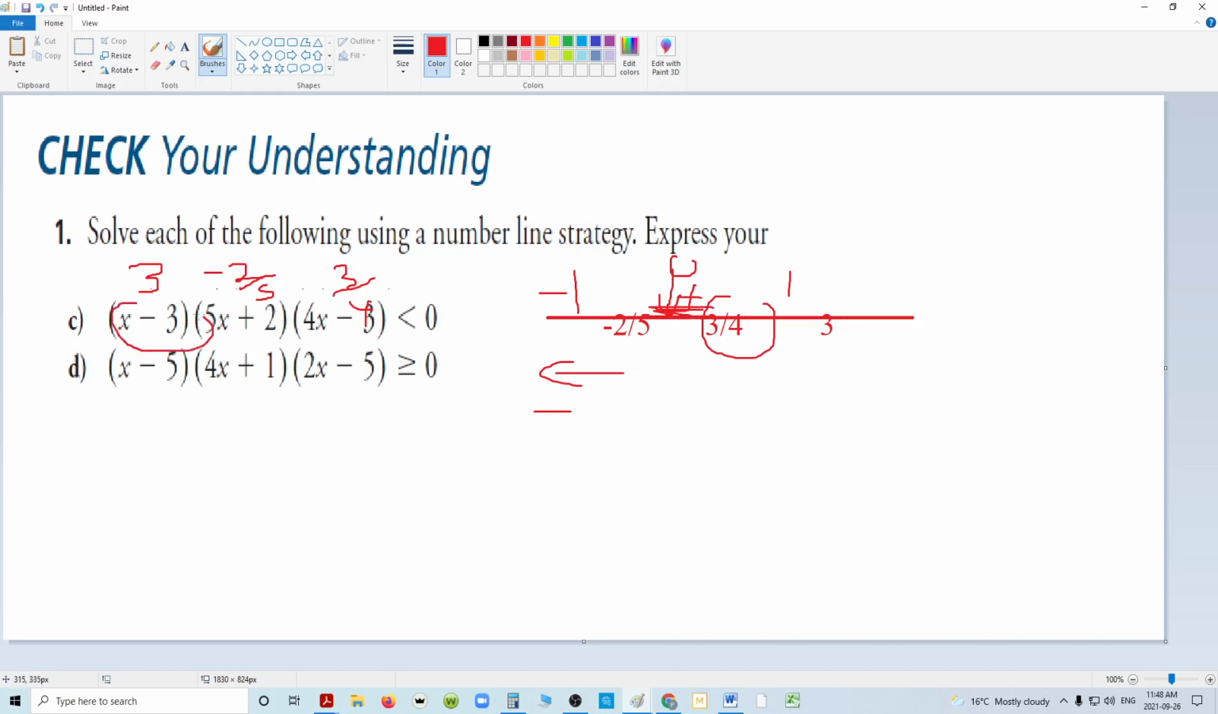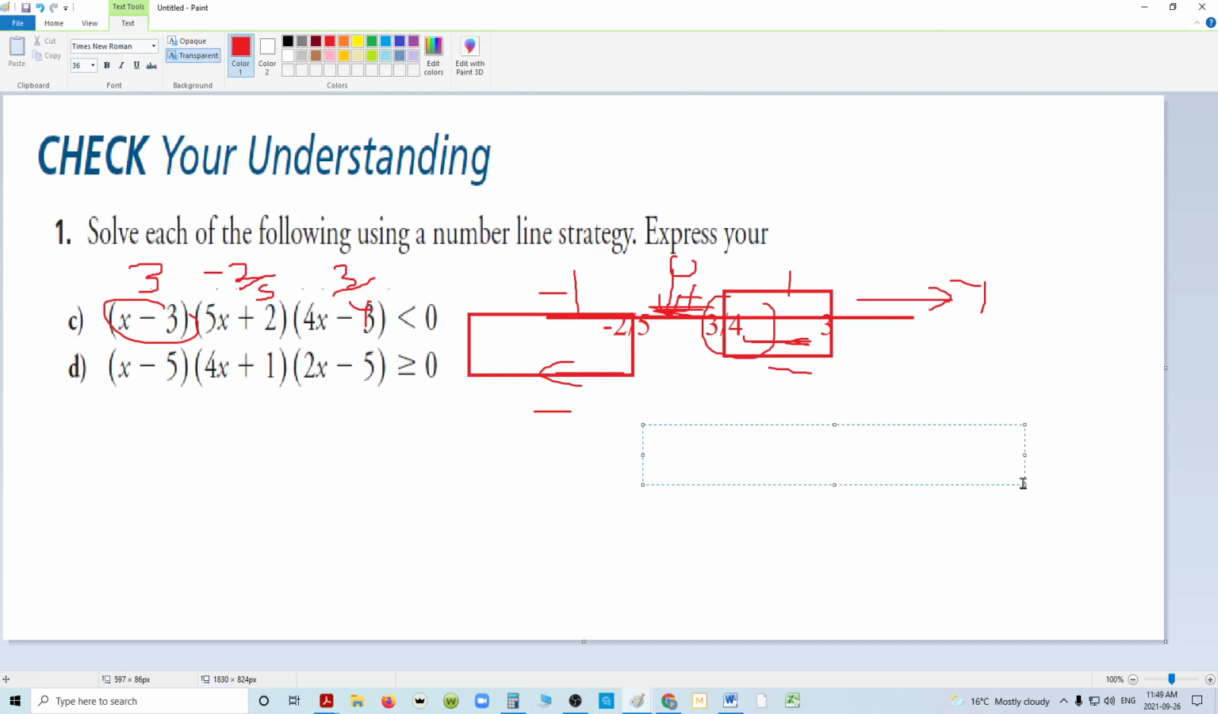When I take 1, I get minus, positive, positive. So I get everything in between here is minus. And then when I take 4, I get positive, positive, positive. So everything after 3 is positive. So I definitely find out that the zone I'm looking for is between 3/4 and 3, and everything below minus 2/5. So I would say when x is smaller, not equals, because I'm looking for anything below 0, not below equal, or when 3/4 is smaller than x is smaller than 3, then the function in C is below 0.